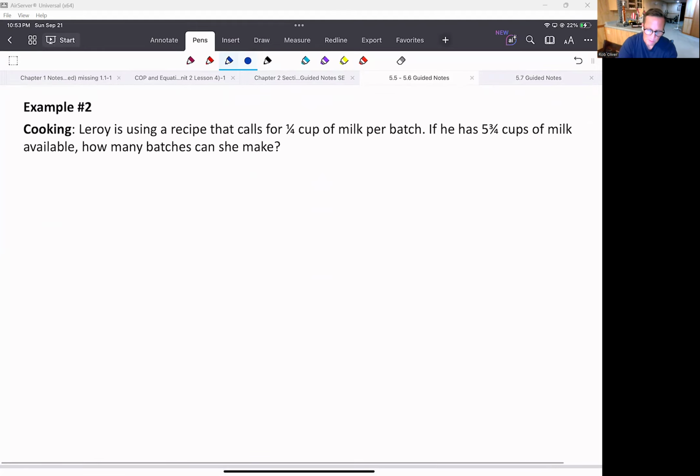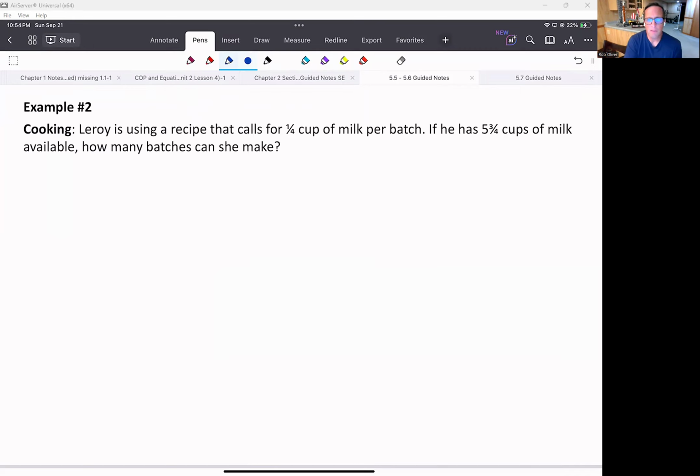All right, cooking. Leroy is using a recipe that calls for 1/4 of a cup of milk per batch. If he has 5 3/4 cups of milk, how many batches can, it says she. Leroy does not sound like a girl's name, but whatever. Okay, so we're looking for how many batches we can make.